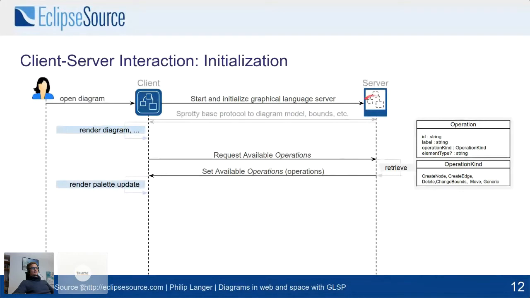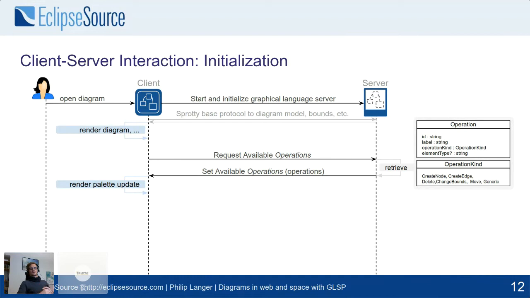Once this is connected, we use the Sprotty base protocol to obtain the diagram that has been loaded from the graphical language server. Basically, this diagram representation, which I will show you in a second in the demo, is a JSON-based description of the diagram. Once this is sent back, the client will just render it and will then send further messages to the server to learn about which actions and operations can actually be done.